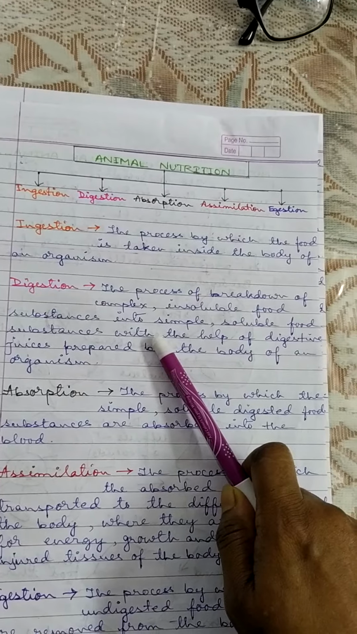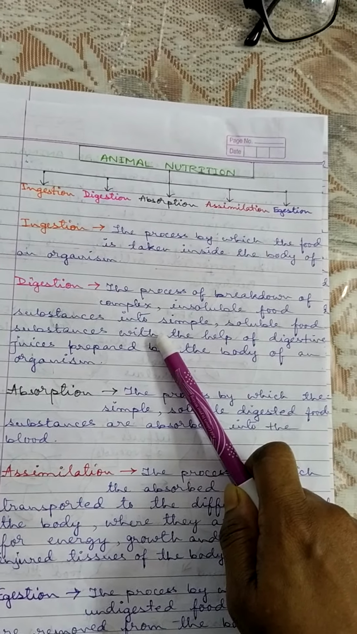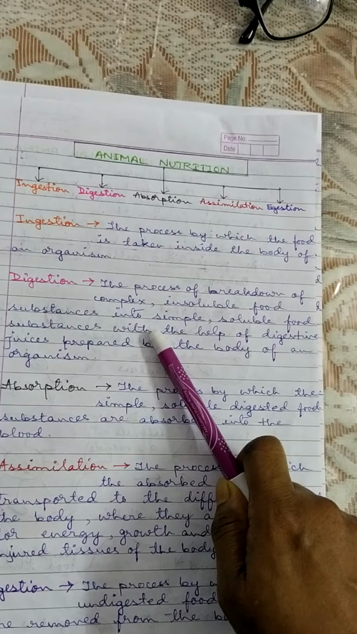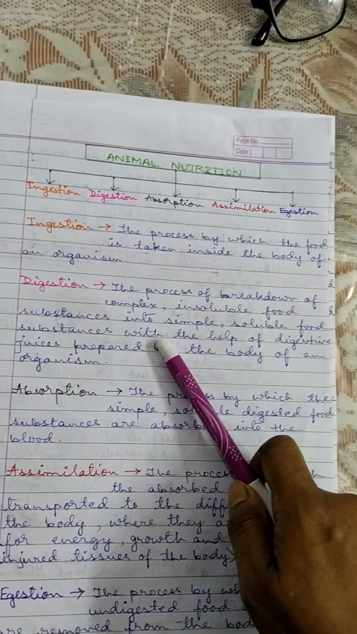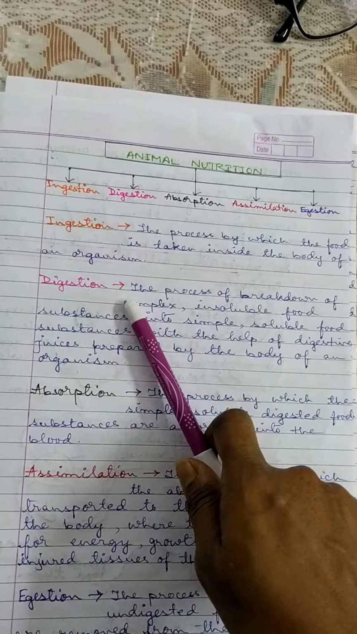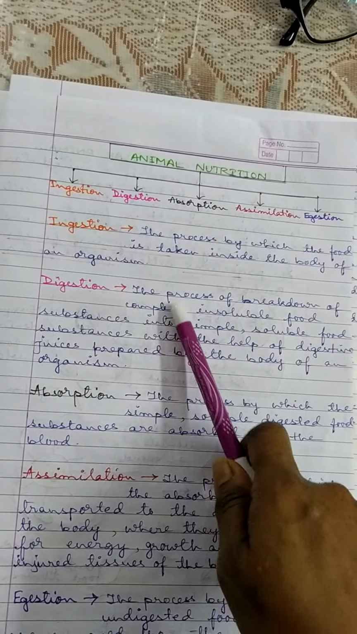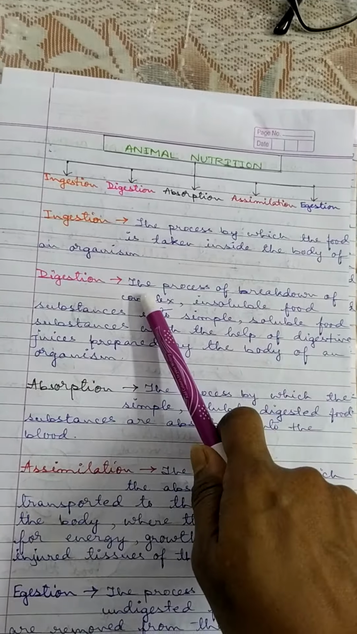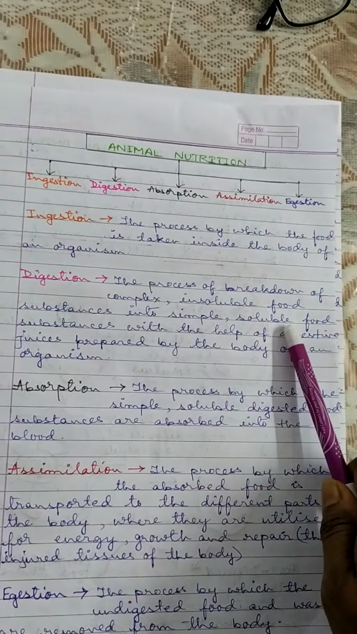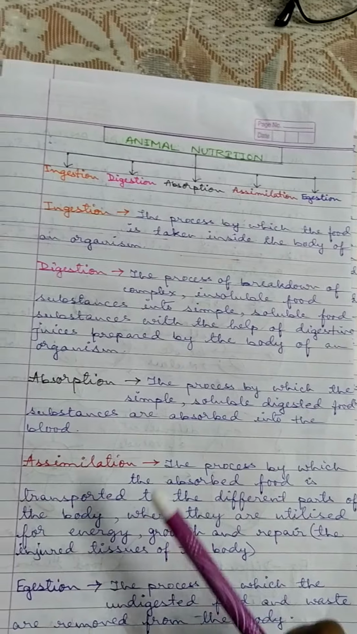So that needs to be broken down, and for breaking down we need many digestive juices which start from our mouth and go on up to the small intestine. So digestion takes place all through from the mouth to the small intestine, breaking the complex, insoluble food we have taken into simple soluble food substances, and then only our body can absorb them.